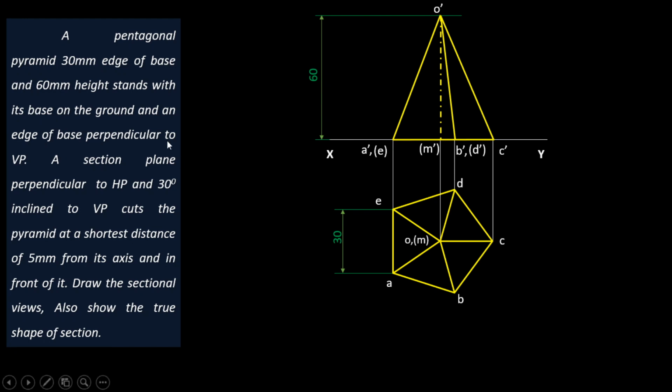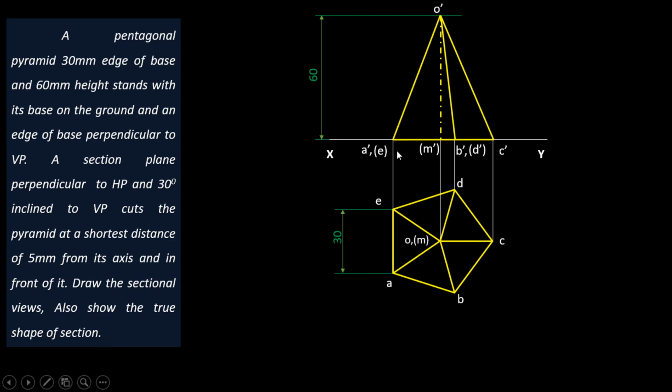A pentagonal pyramid, 30 mm base edge and 60 mm height, stands with its base on the ground. The pentagonal pyramid is resting on HP or ground on its base, and an edge of base perpendicular to VP. That means one of its edges, in this figure I have placed AE, is perpendicular to VP. That means in top view, AE is perpendicular to XY line.